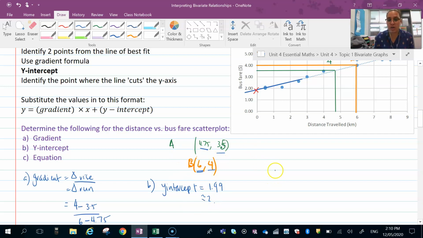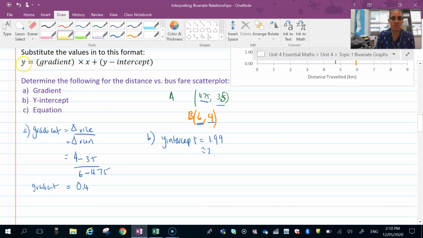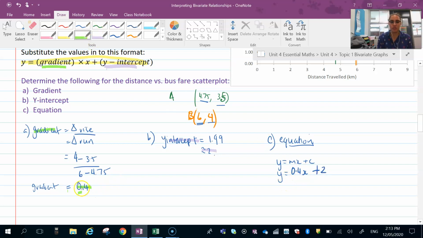And then we can work out the equation. The equation has this general format, and we just plug those numbers in. Whatever the gradient is goes here, and the Y-intercept goes in here. So we have y equals mx plus c, and there's a multiplication there. Y does not change. Our m, which is our gradient, goes there, so that would be 0.4. X stays there, plus 2. Make sure you understand where that comes from. There's the 0.4, which represents the gradient. We use the letter m for the gradient, and the letter c for the Y-intercept, and that's where this number has come from.